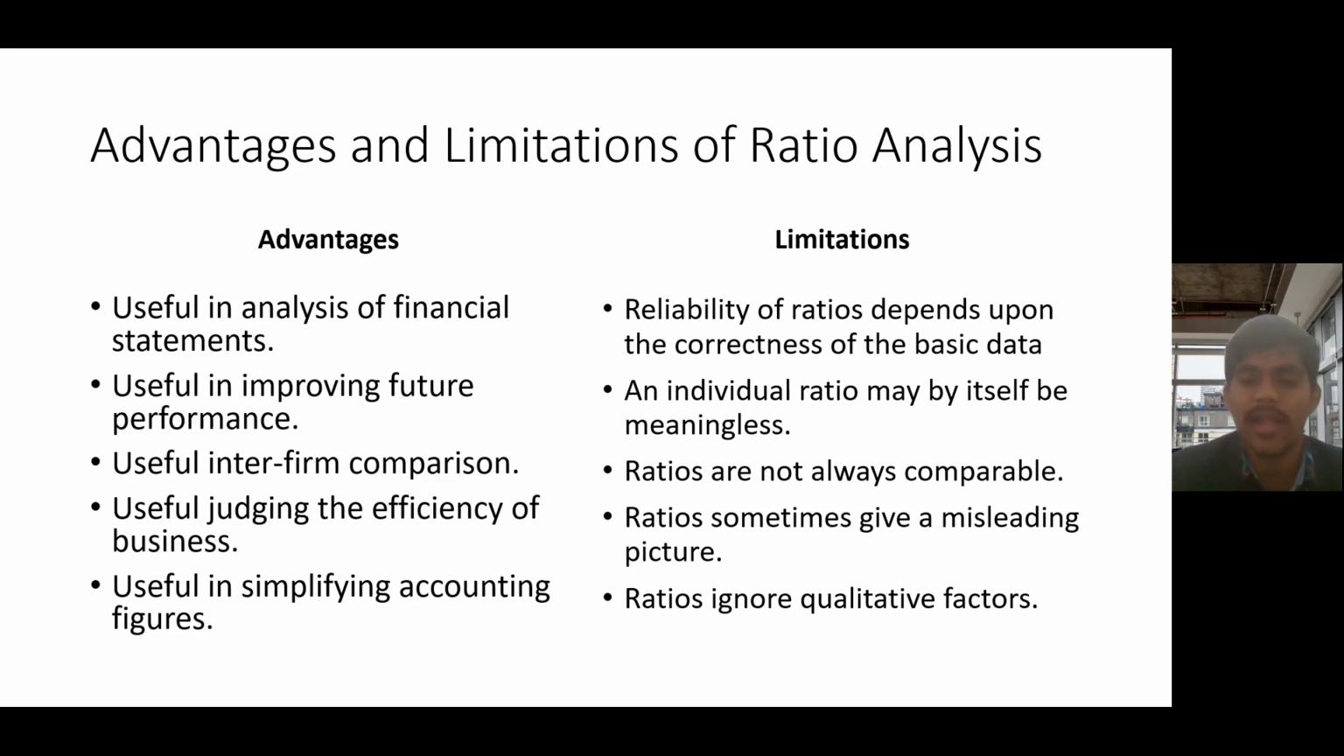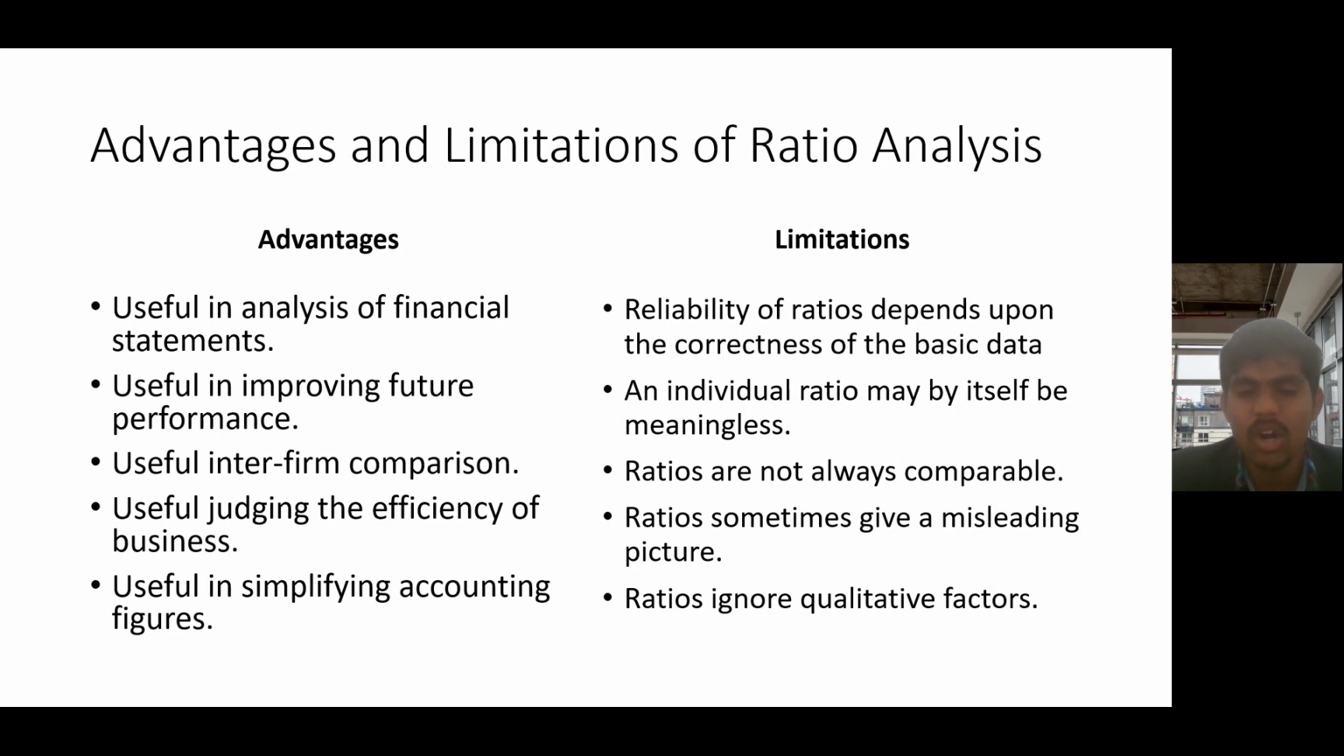Next, we'll go for another phase, that is limitations. The first limitation is that the reliability of ratios is dependent on the correctness of the basic data. It is completely dependent on that. We should have proper, correct basic data. Next, an individual ratio may be meaningless in itself. Sometimes certain ratios will not give a proper picture, and that's why it is a limitation.